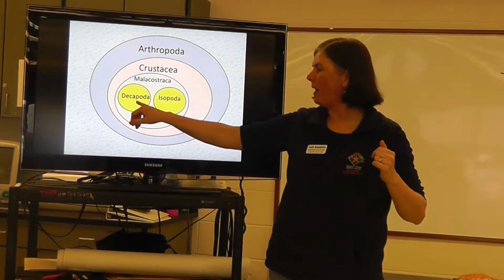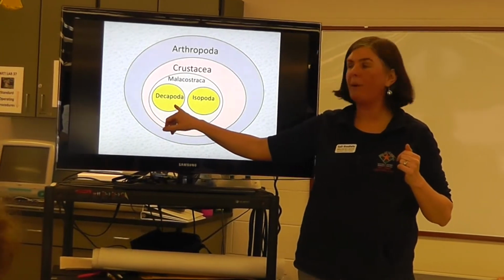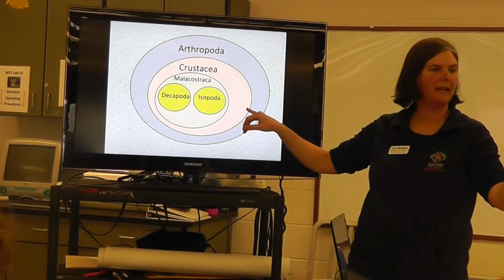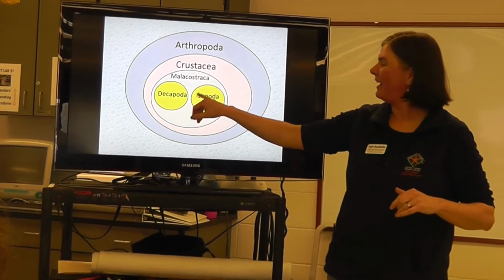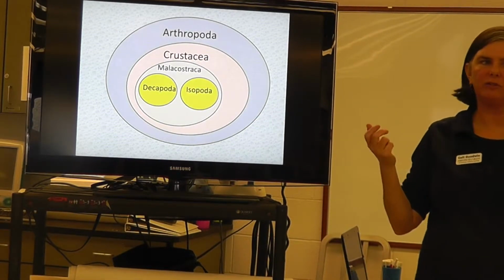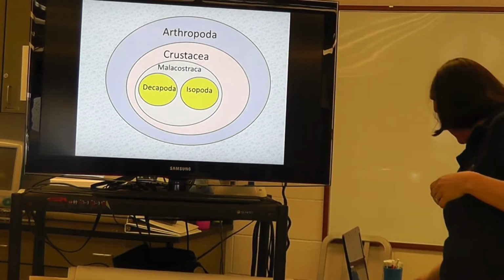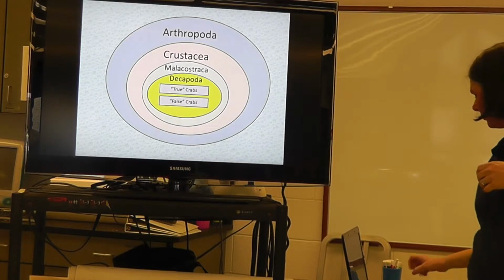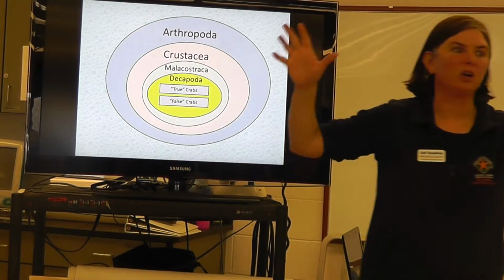And the decapods, this is where our shrimp are. 10 legs. Anybody count the legs to see if they were 10? And the isopod is where that parasite is, like a pill bug. There's lots of terrestrial forms of isopods. They're both in that Malacostraca class. Now we're going to move on to crabs finally.